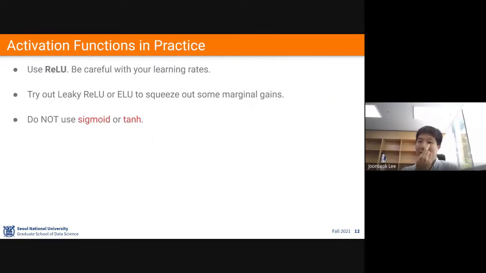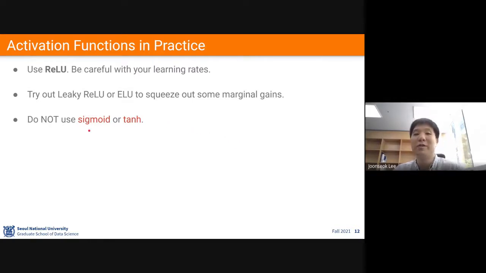But in practice, you can actually just forget about those things, because the pure ReLU is the default choice for most of the neural networks. But you have to be careful with the initialization and the learning rates when you use ReLU. And once you have a good network, and if you'd like to improve it a little bit, then you may try leaky ReLU or ELU to squeeze out some marginal gains. But in most cases, you can try the pure, vanilla ReLU for your networks.